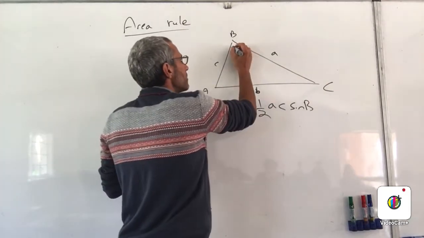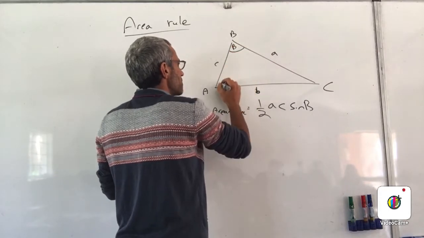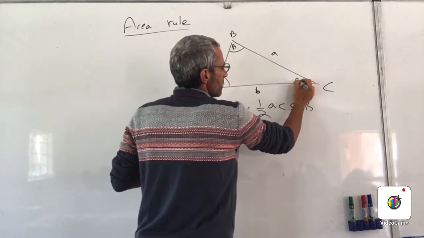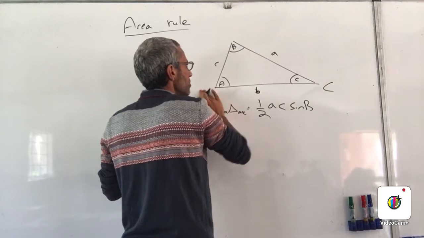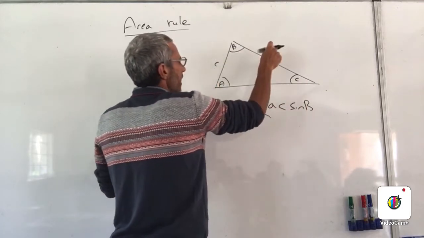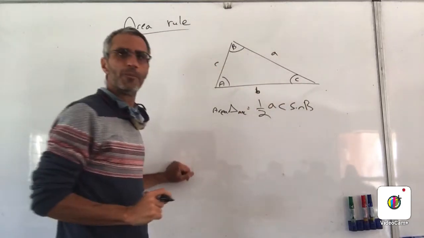Yeah. I'm just thinking about it. I'm going to put the angles here so it will be a little bit more clear for you. Okay? So half times A times C times sine B.